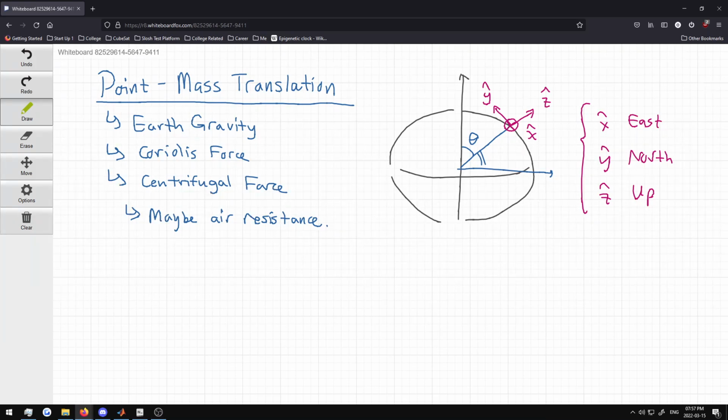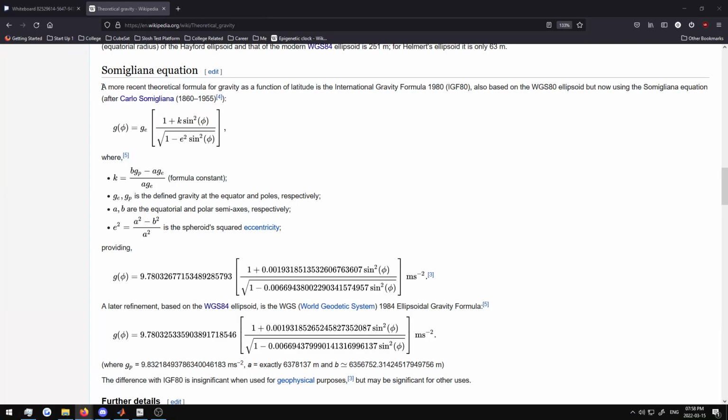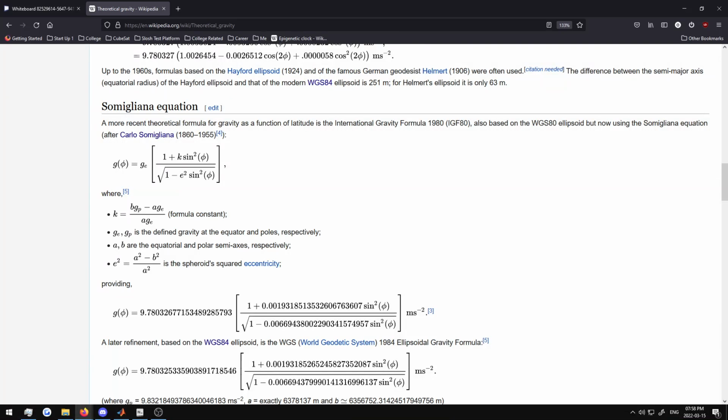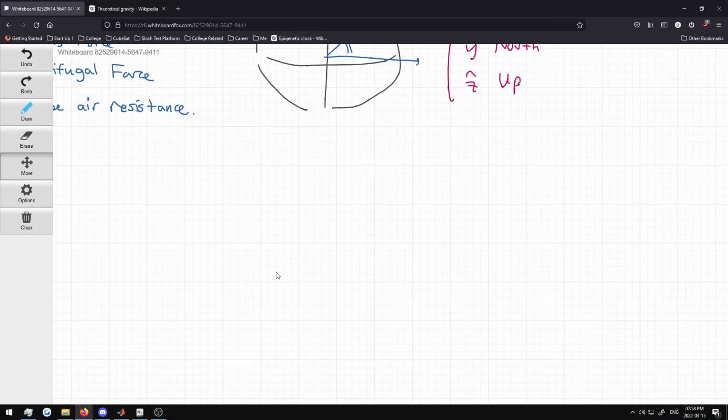So going from there, let's jump right into it. The first thing that comes up is the Earth's gravity model. There's no easy way of saying this: I went to Wikipedia, searched up theoretical gravity, and this is the thing I found. What this model does is it gives you the value of gravity depending on your location on the Earth.